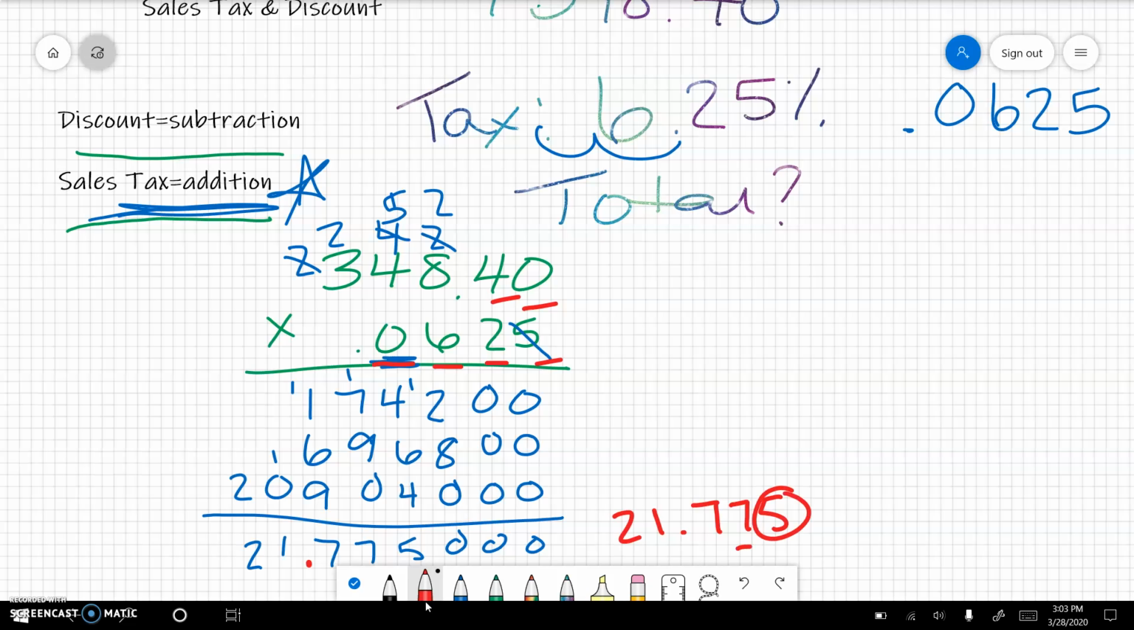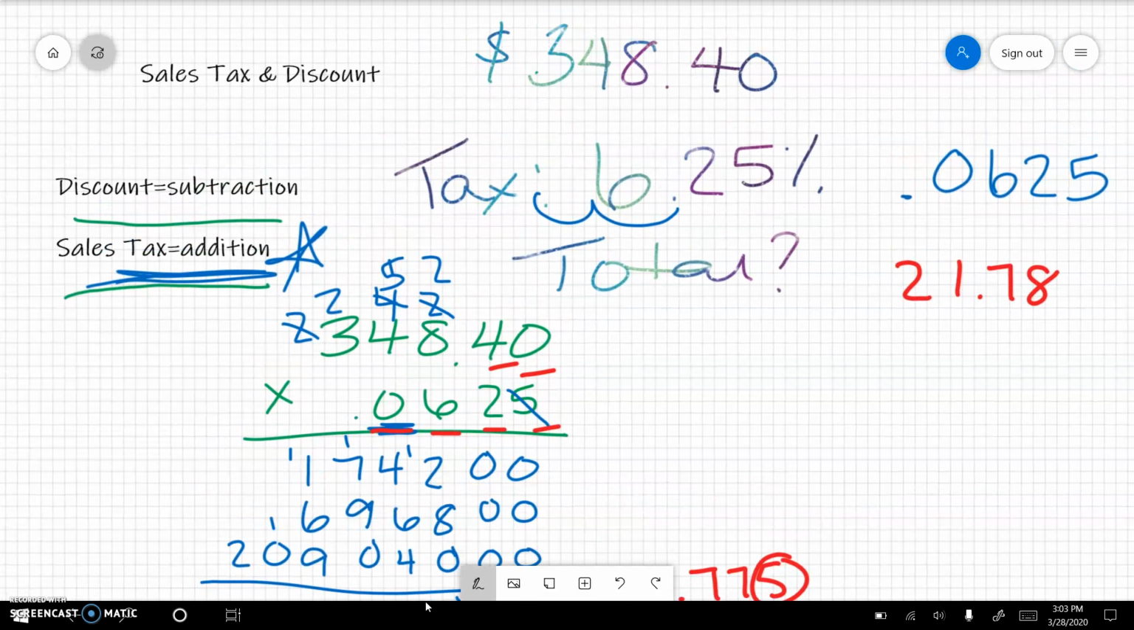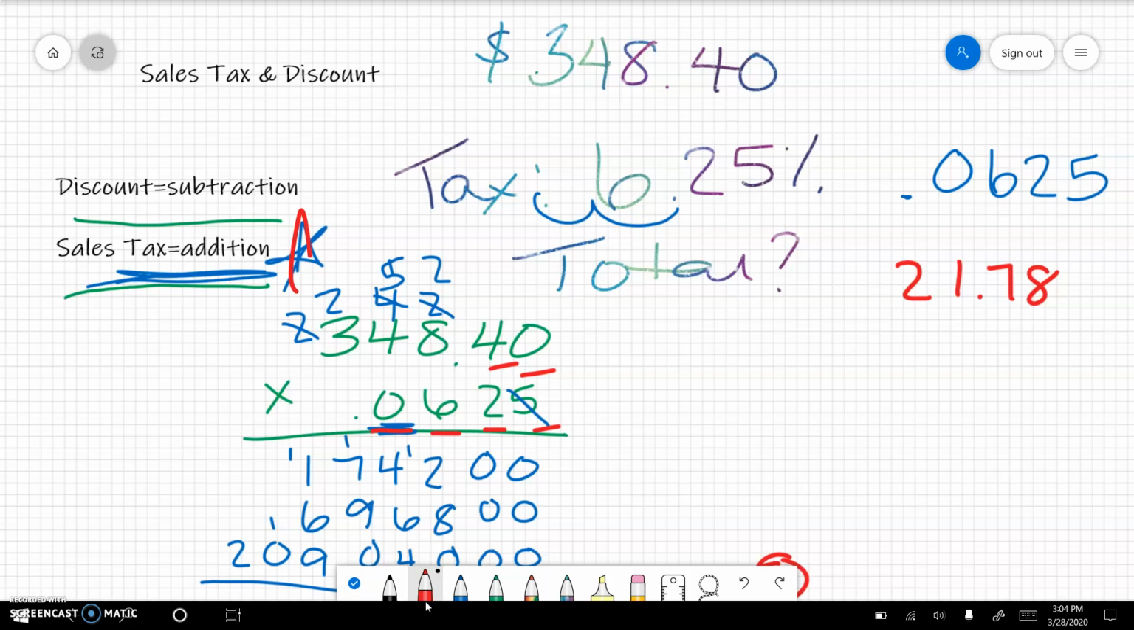What does a 5 do to a 7? It makes it an 8. So I have 21.78. That would be my tax. And here, I'm looking back right here. I'm going to add. Here's my tax, $21.78 plus $348.40. Once again, I have lined up my decimals. Now I'm going to add and then I'll be done.